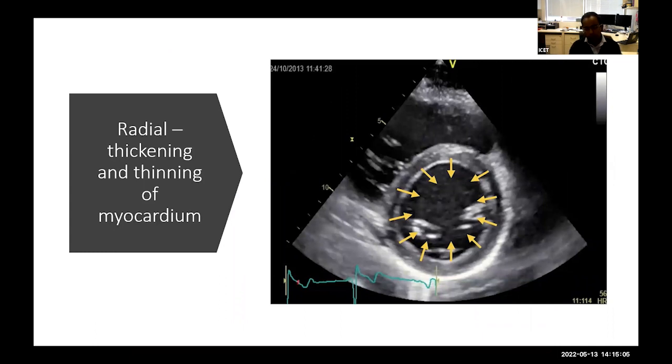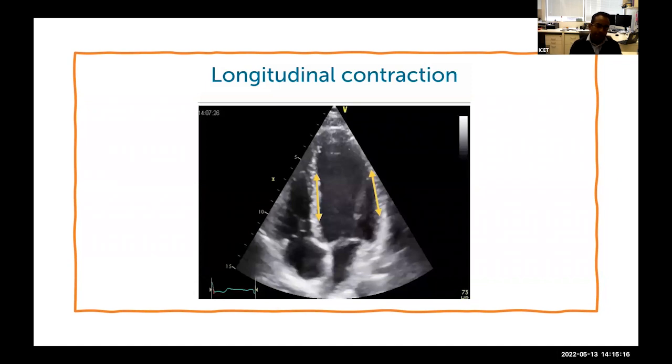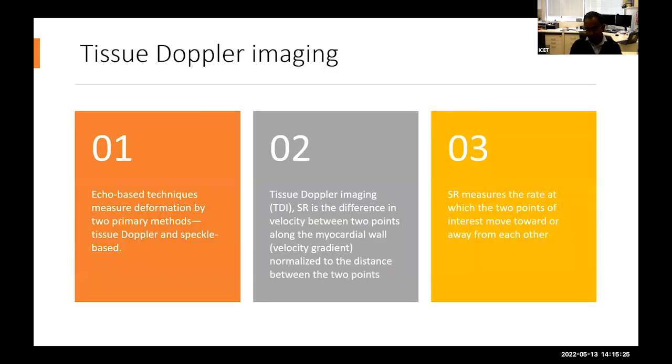We do this on a routine basis when we look at echoes and eyeball it, but we can actually measure the percentage of thickening and thinning of the muscle. And then longitudinal contraction looks at, in a vertical plane, how much the muscle moves up and down. Remember I said that tissue Doppler imaging was the initial way that we measured strain in the past. Echo-based techniques measure deformation by two primary methods, and both still exist in our practice: either tissue Doppler or speckle-based tracking. I'll go through speckle-based tracking very shortly.